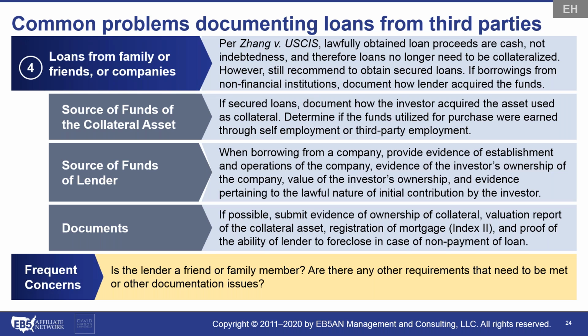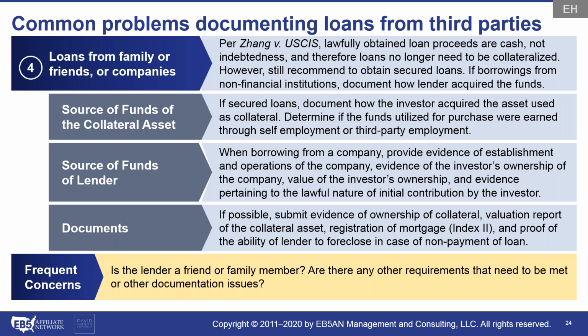District Court for the District of Columbia by arguing that once the loan proceeds, the loan is lawfully obtained, then it's cash. Cash is cash is cash. It is not indebtedness, because proving that the loan itself is lawful has already been done, completed, and that's it. Once that cash is in your hand, it is no longer an indebtedness. However, USCIS argued that no, it is indebtedness, and therefore it has to be collateralized by an asset that is 100% owned by you, the EB-5 investor.